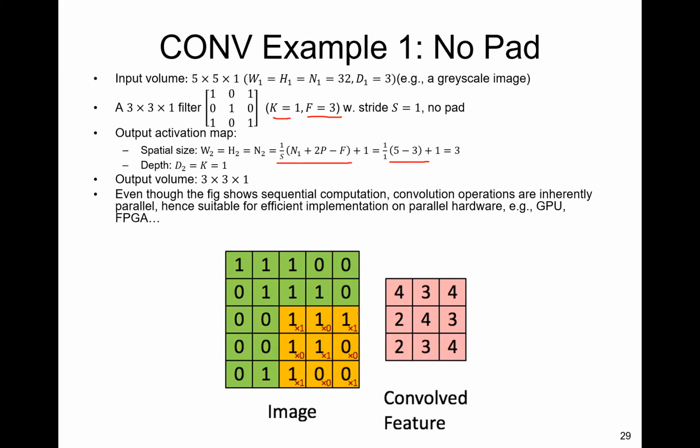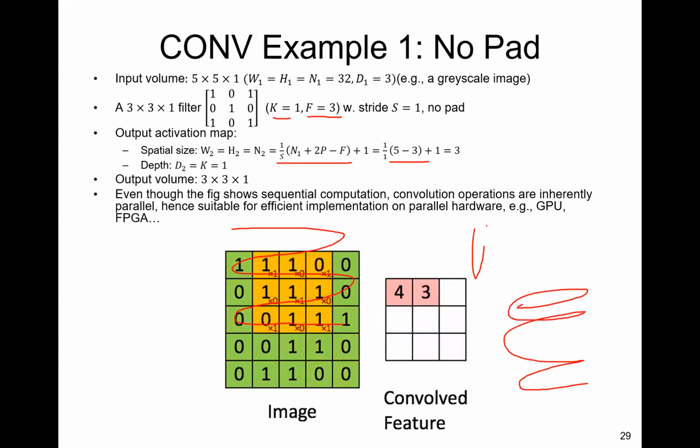So even though the figure shows this left to right, top to bottom computation, the convolution operations are inherently parallel. You can go bottom to top, or in random order. It doesn't matter what order you do it. All these operations are independent from each other. So it's ideally suitable for efficient implementation on parallel hardware, such as CPUs and FPGAs. Every element computation is independent of the computation of the other elements. You can do them in any order.